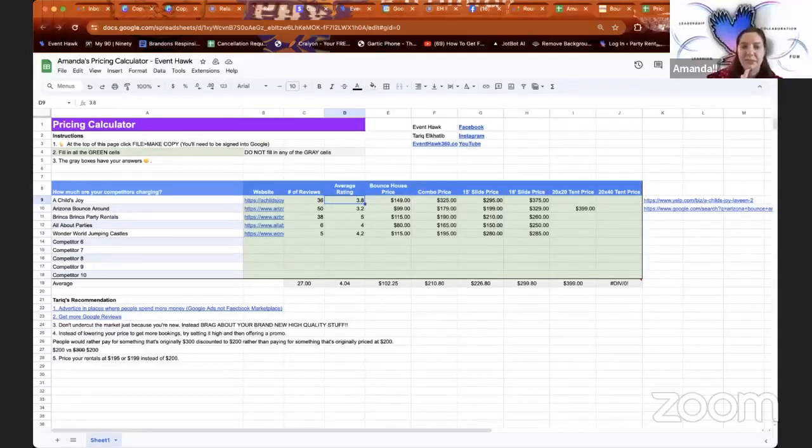But really interesting, the reviews that they were getting, because they seem to be these first two, Arizona Bounce Around and A Child's Joy. They seem to be really far away from me, but those would be the first ones I would click on, because that's what shows up when I Google bounce house rentals.